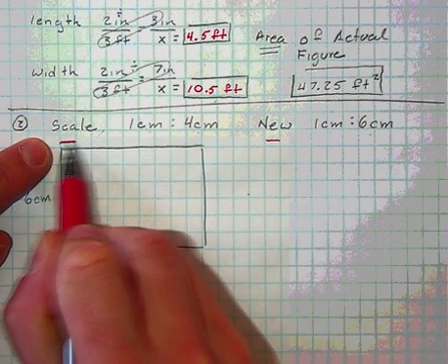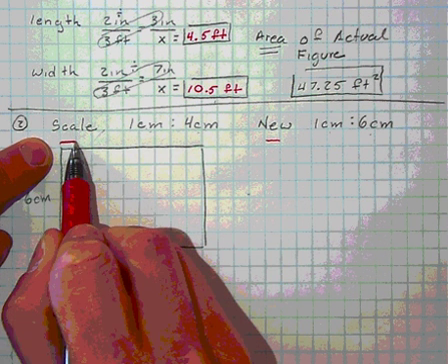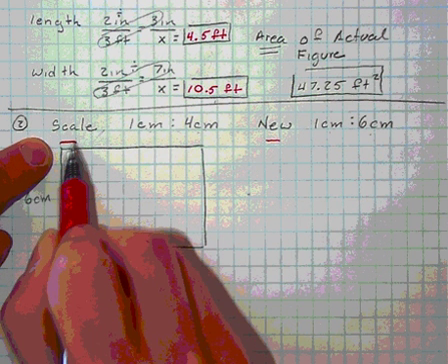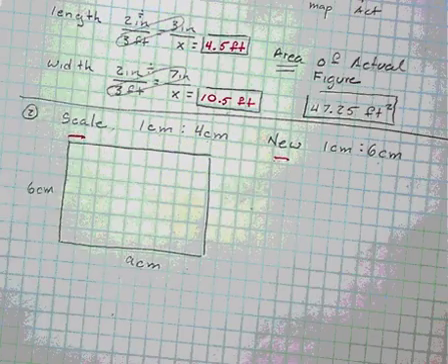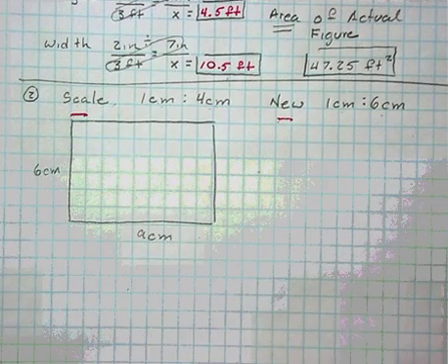So here represents 1, 2, 3, 4 centimeters of my tablet. This represents 1, 2, 3, 4, 5, 6 centimeters of my tablet. So this distance here measures more than this distance right here. The first thing I want to do is figure out what's the actual measurements of this new tablet.